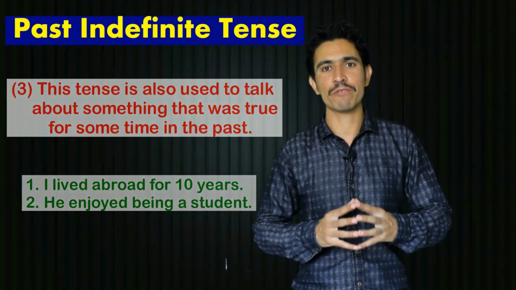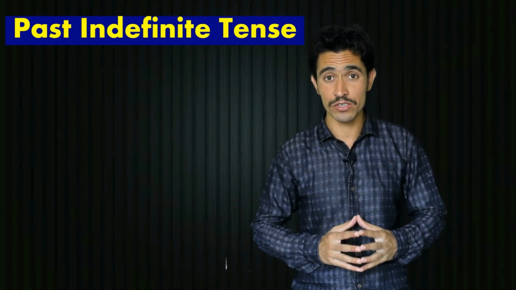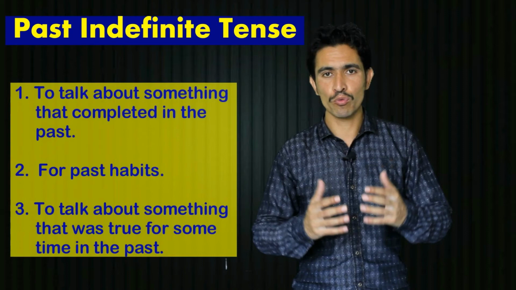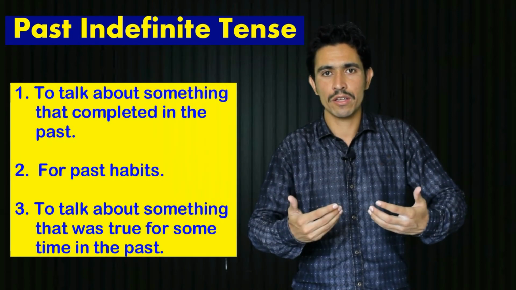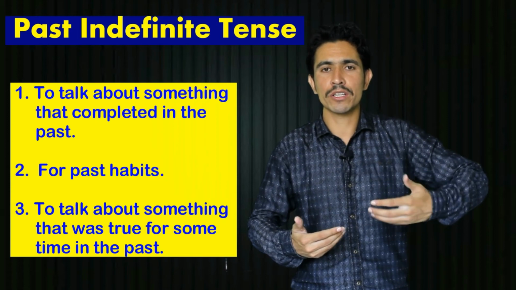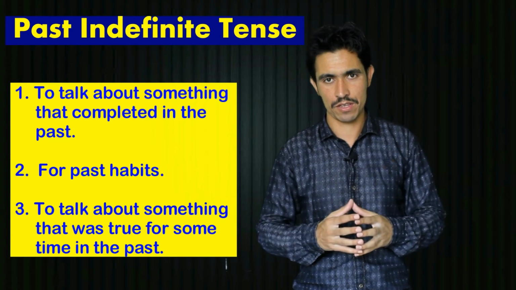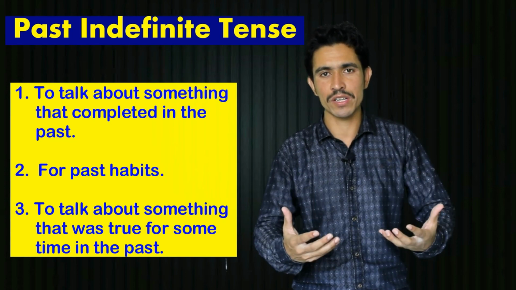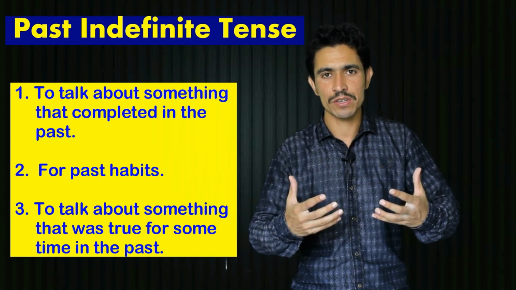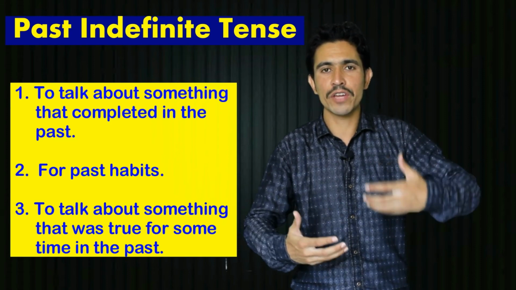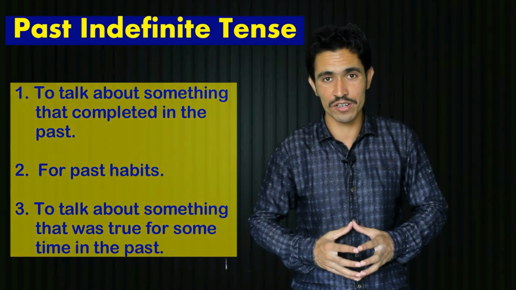Okay? So we have discussed three uses of past indefinite tense. First one, we use past indefinite tense to talk about something that was completed in the past. We use simple past tense for past habits. We use this tense to talk about something that was true for some time in the past. I hope you understood.